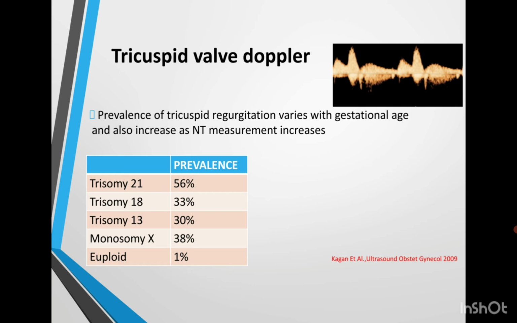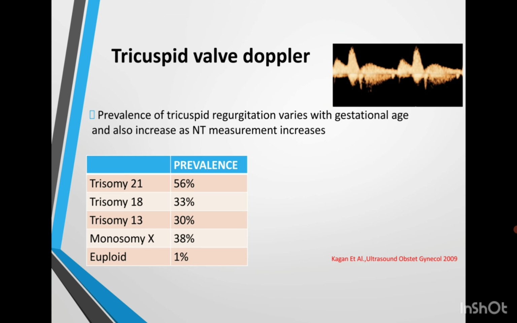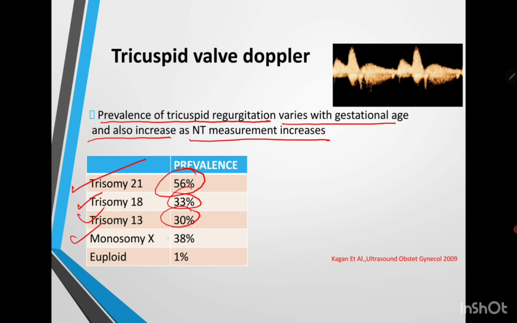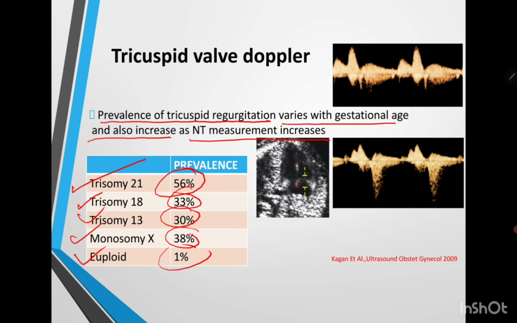Okay, then the second soft marker. The first soft marker I told, that is ductus venous Doppler. The second soft marker is tricuspid valve Doppler. The prevalence of tricuspid regurgitation varies with gestational age. There will be some regurgitation, so it will vary with the gestational age and also increase as the NT measurement increases. So you can see trisomy 21 the prevalence is 56%, trisomy 18 is 33%, trisomy 13 is 30%, monosomy X is 38%, euploid is 1%. This is the tricuspid valve. You can see this is the tricuspid valve.